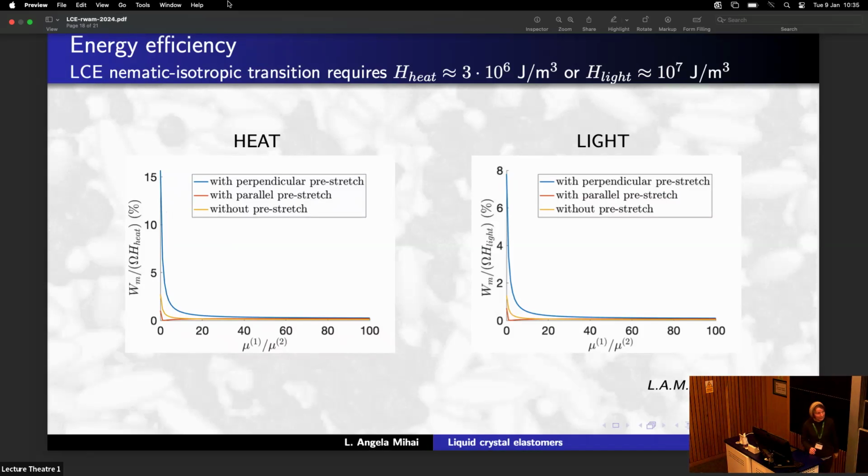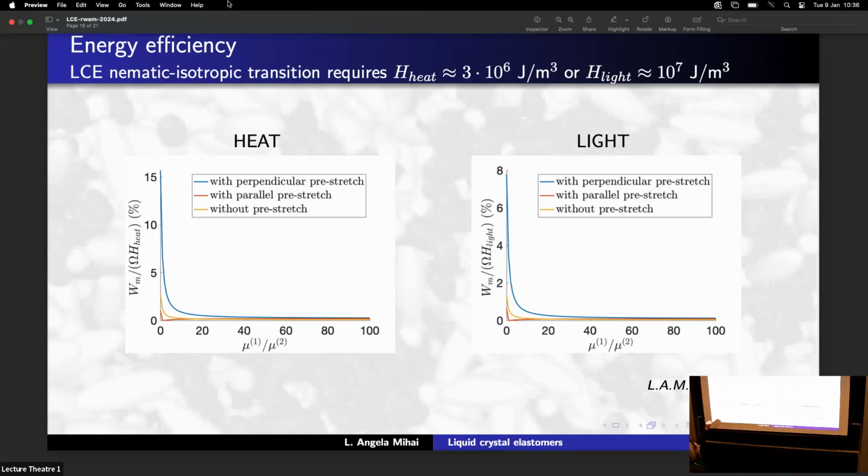But we can see here some kind of comparison. So for heat and light, pretty much the same, similar performance. What's compared here is the performance in the case when the material is not pre-stretched at all. So the liquid crystal elastomer is simply responding to the environmental changes like light or heat. Then we have the case when the material is pre-stretched perpendicular to the director and also pre-stretched parallel to the director. So perpendicular to the director is blue, parallel to the director is red, and without stretch is yellow.